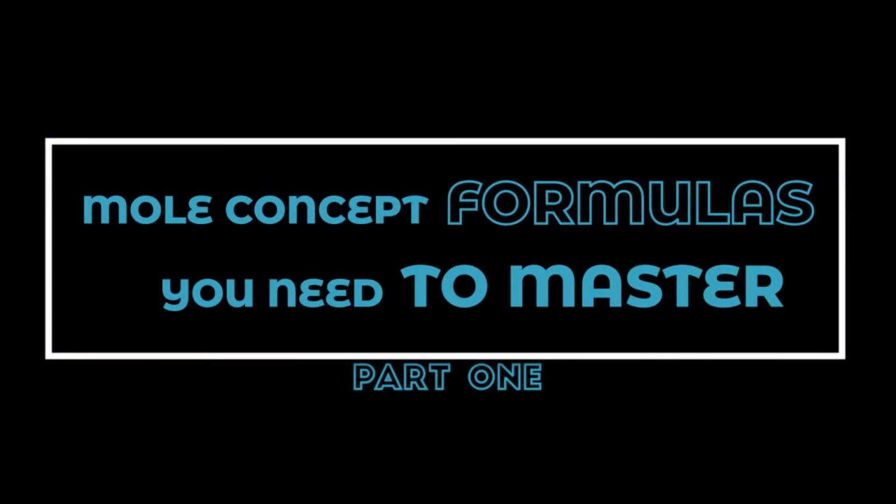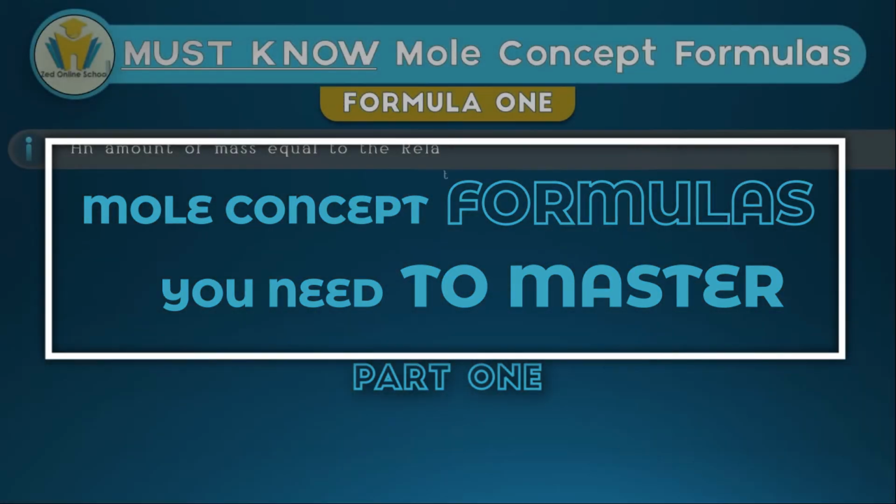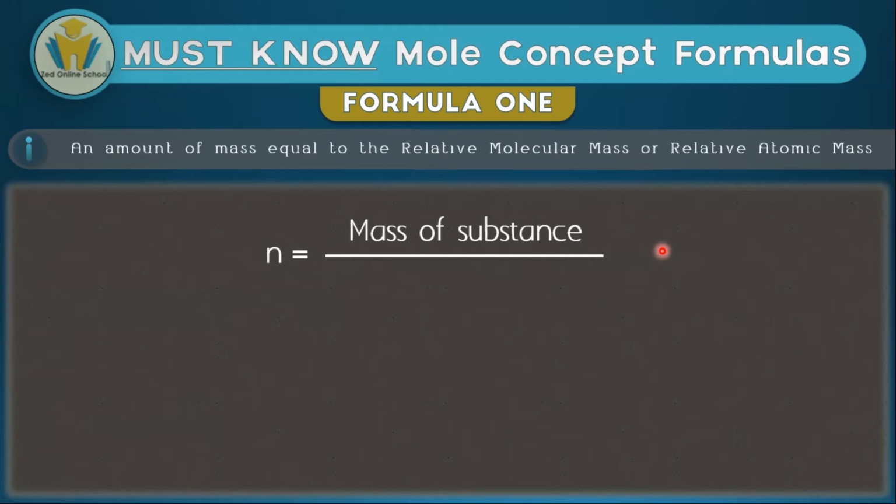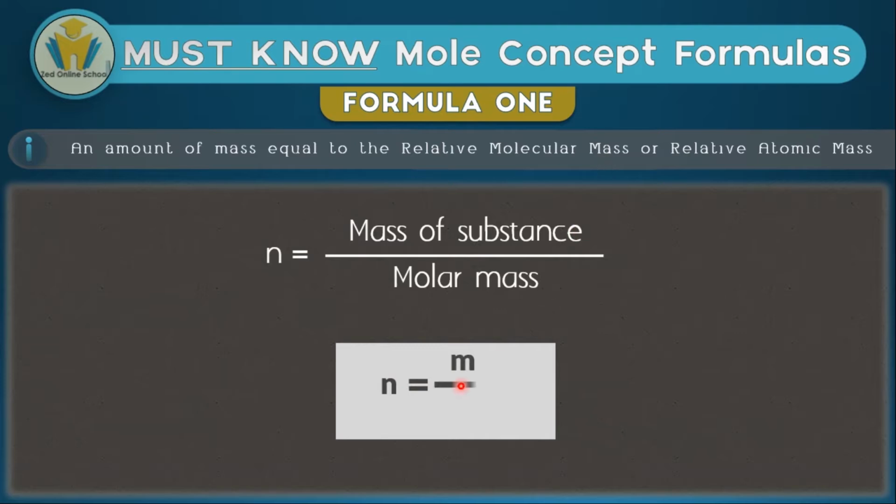There are mainly three formulas. The first one is this one, which involves mass. It comes from this definition here. The formula is N is equal to mass of a substance, sometimes just referred to as physical mass, divided by the molar mass. The molar mass is the mass of a substance equal to 1 mole. In abbreviation, this is N is equal to M over mR.